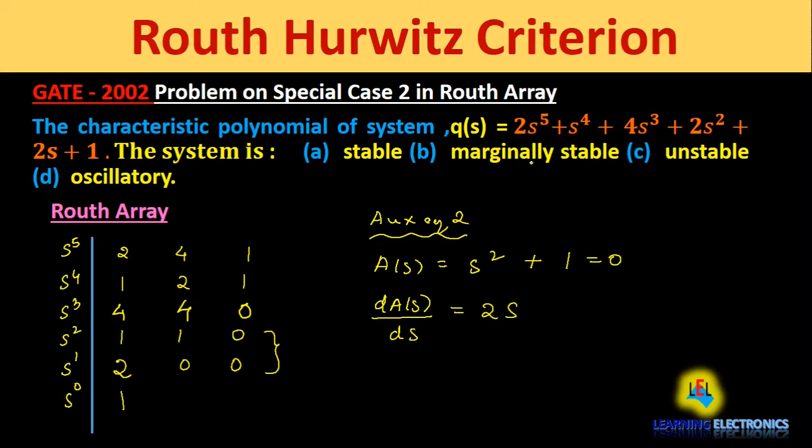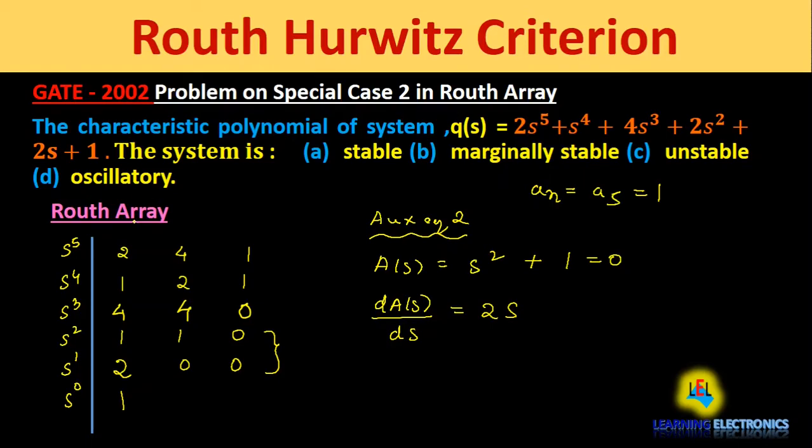As I have told you, the first term of the s to the power 0 row is equal to an, that is the last coefficient of the characteristic equation. Here the last coefficient is a5 and a5 is equal to 1 is given, so directly we can write 1 here without finding out the coefficient from the s to the power 2 and s to the power 1 rows. We have constructed the whole Routh array.